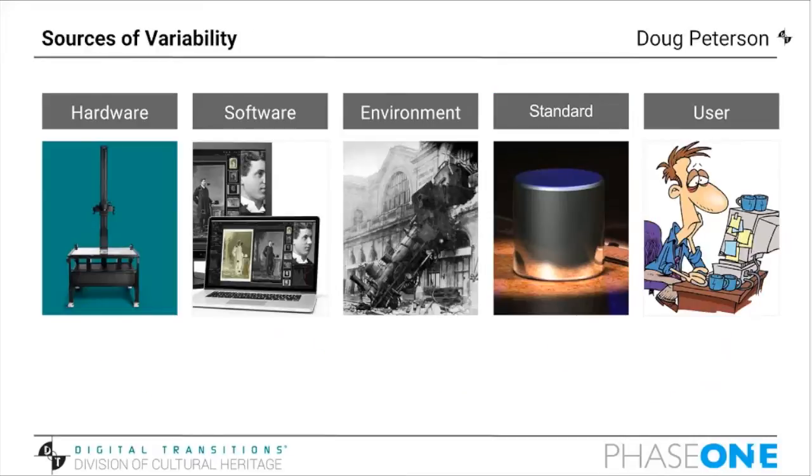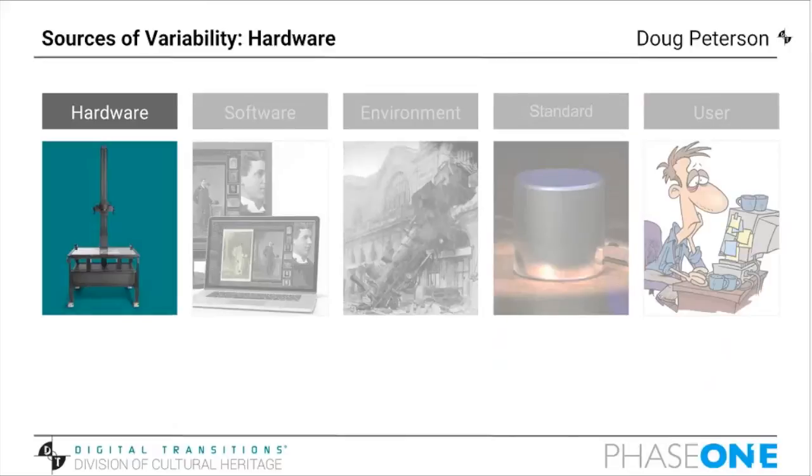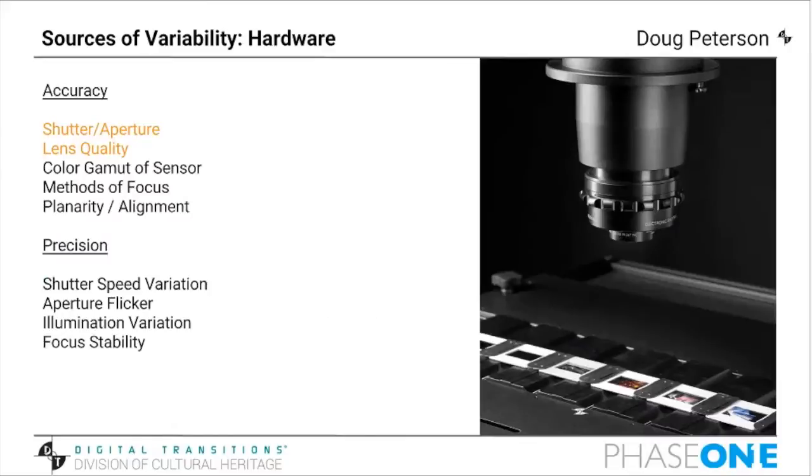So where are the sources of these variations? In cultural heritage imaging, it comes from 5 places. It comes from the hardware, the software, the environment, the standards against which you're measuring, and the user. So we're going to step through some of the components of each of these 5. In hardware, we're not going to bore you by going through every single component, but every single component of the hardware matters. Every single component of the hardware adds up to and provides and increases variability. It is a source of variability.